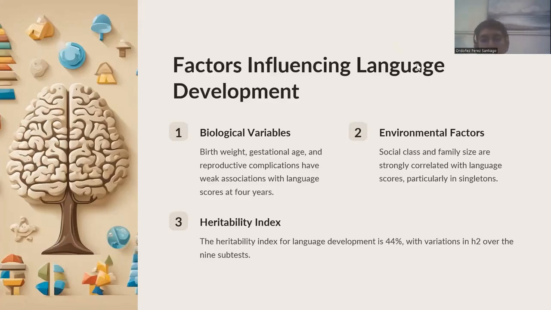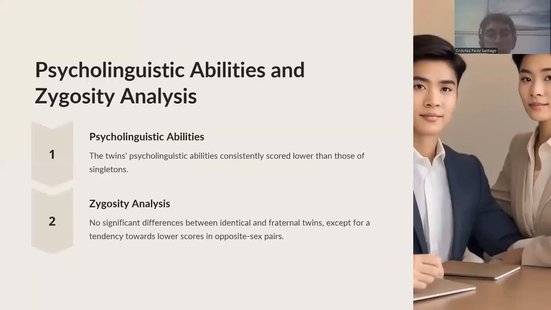And also we have an heritability index. Then I'll show you some data that support this. So this index for language development is 44% with variation in H2 over the 9 subtests. Later on, we can go through the references, and then you'll see some data that support this.